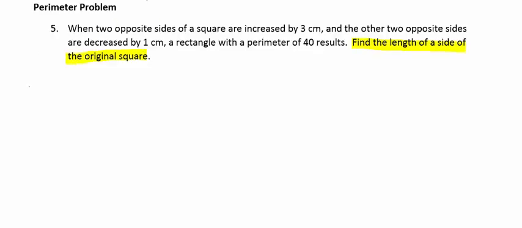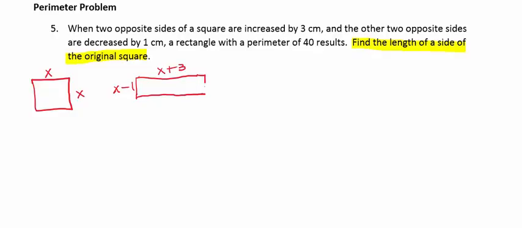What I would do here is, before we make our let statements, I would draw the square, and this square is originally an x by x. Now the new square says that 2 opposite sides will be increased by 3 centimeters. So it would be longer, x plus 3. And the other sides would be decreased by 1 centimeter, so this is going to be x minus 1. And there's somewhat of a representation of our rectangle. Now it says the perimeter is going to be 40.